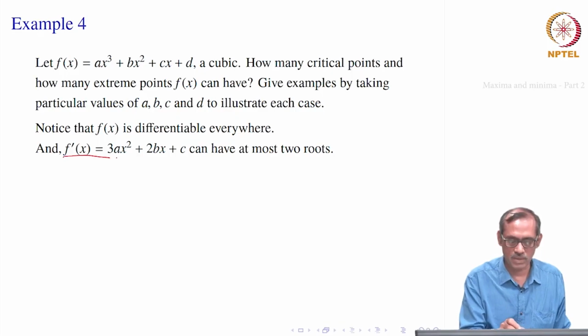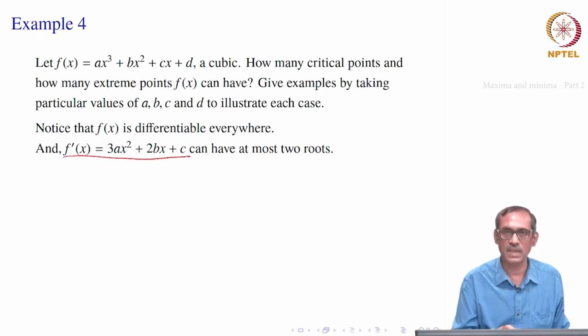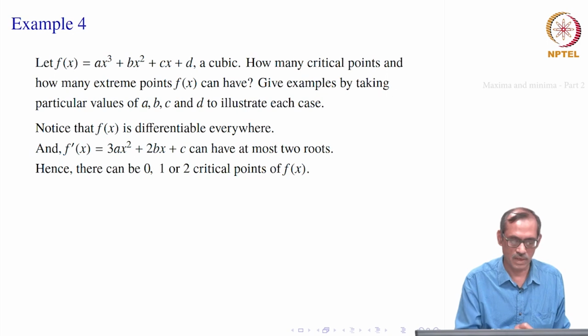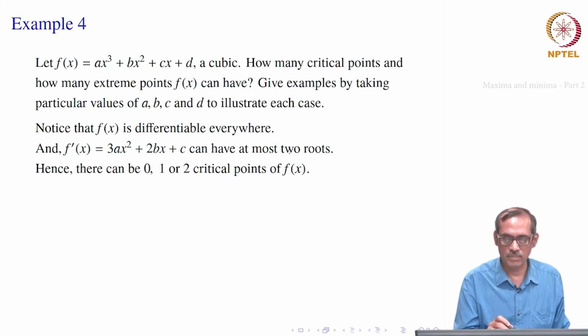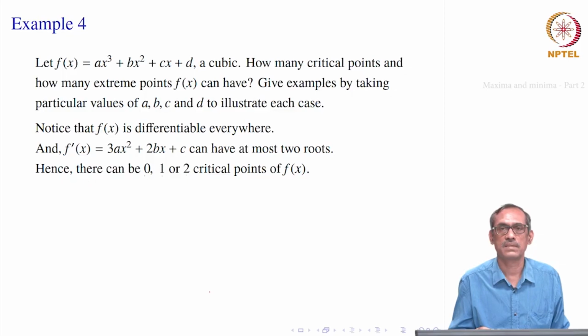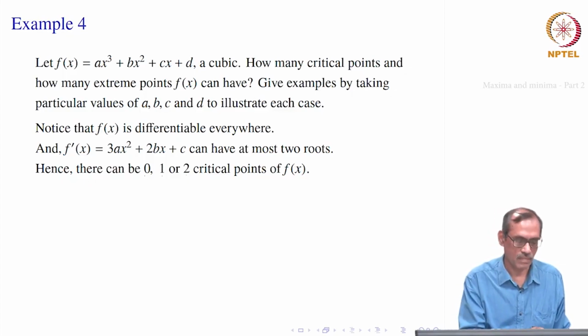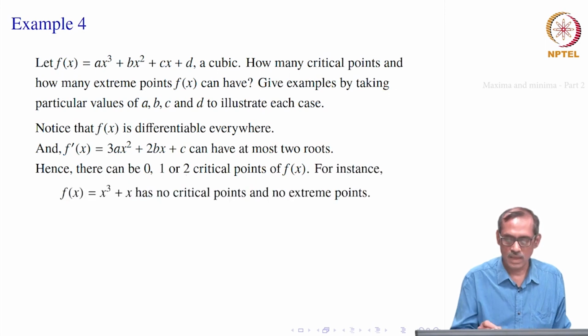We say f prime of x equal to 3 a x square plus 2 b x plus c, it can have at most 2 real roots. So, since there are only 2 real roots maximum, it can have 0 or 1 or 2 critical points, a maximum of 2 critical points, that is what it says, right. Okay, let us see how to proceed.